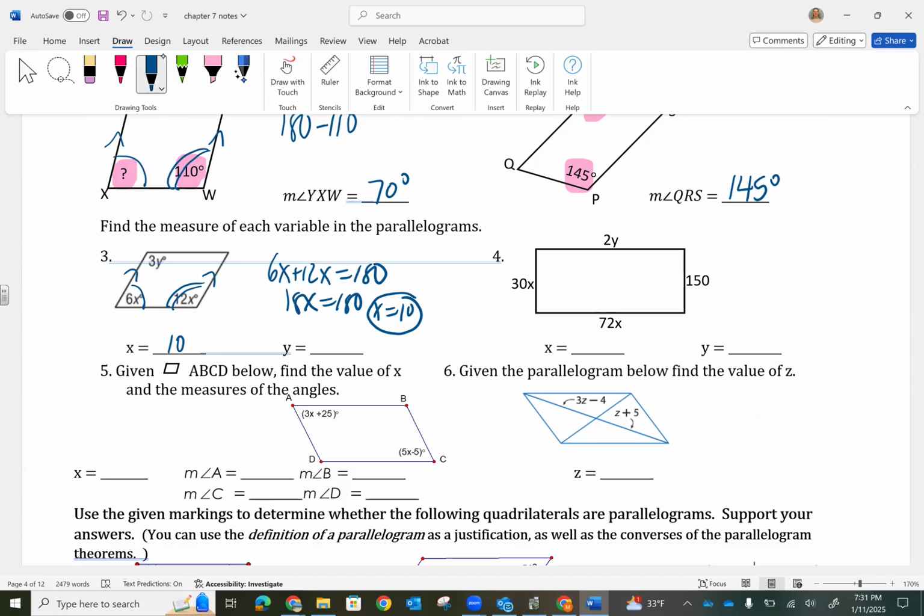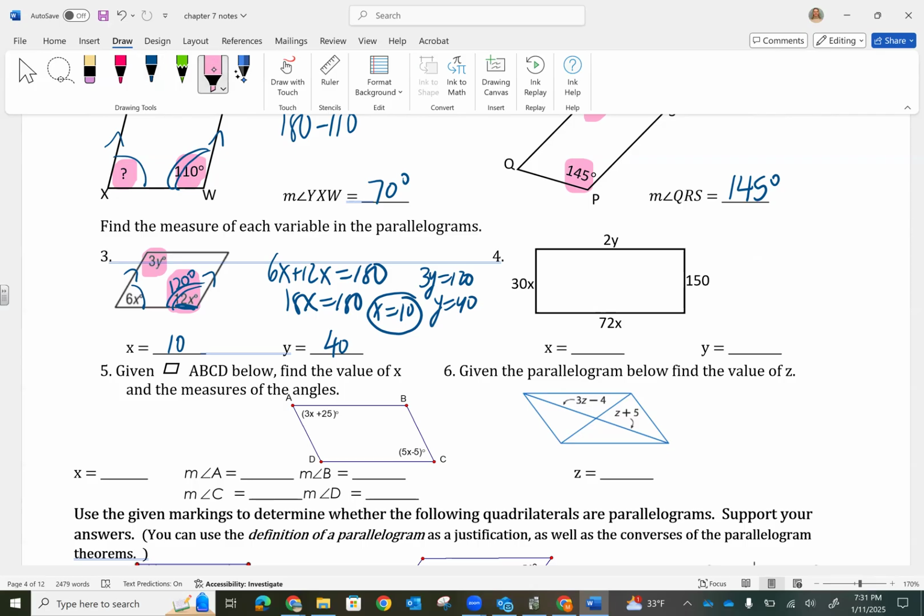Then, if we know what x is, we can figure out that 12 times 10 gives us this angle to be 120. And these two angles, opposite angles in a parallelogram, are always congruent. So we know that 3y is equal to 120. Divided by 3, you get y is equal to 40. So you kind of have to know what properties are true if we know we have a parallelogram.